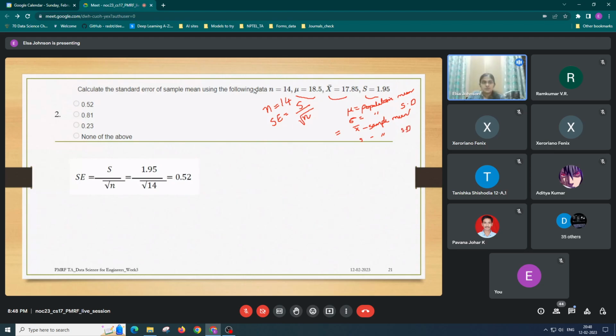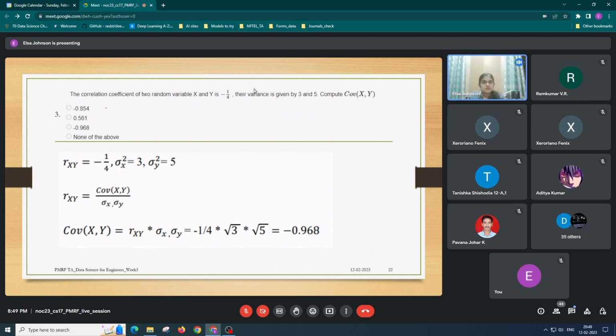So the standard error is used to calculate the standard error of the sample mean. That's why we are using s by root n. Is that right? Yes, ma'am. Okay.